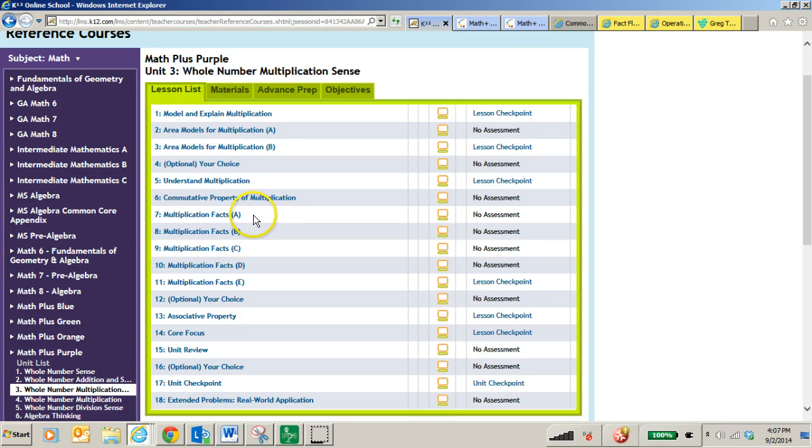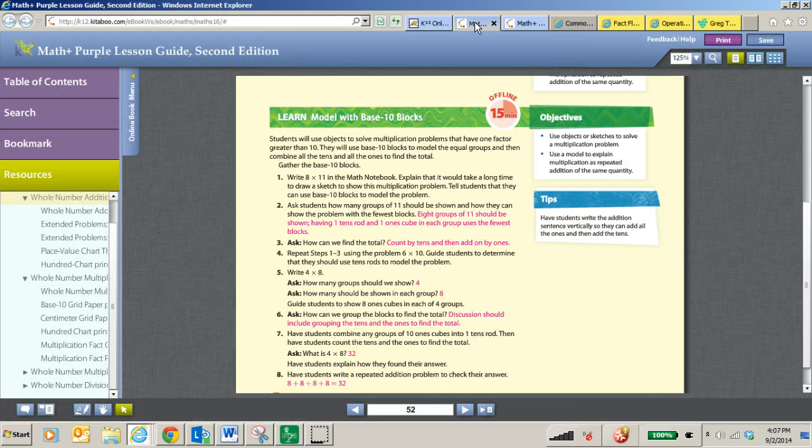What we want students to be able to do is to think about the facts. We want students to be able to decompose numbers into facts that they may know to solve problems that they don't know. So definitely spend lots of time on this unit and continue to work on multiplication facts even after this unit is over. Now let's head over to the lesson guide for the learning coaches.